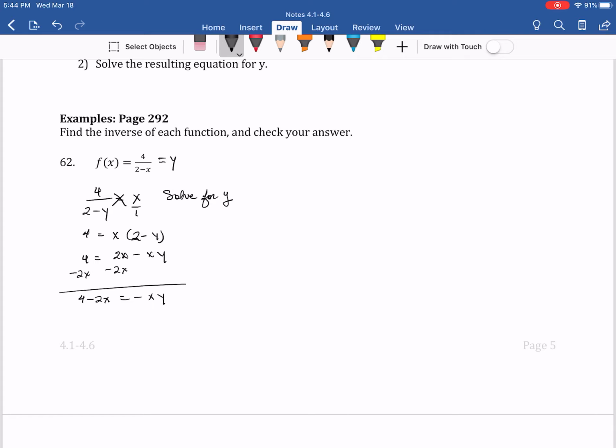Still got to get that y by itself. That means we got to divide both sides by negative x. So now we've got, let's go over to here. We've got y equals 4 minus 2x over negative x. Good enough. This is now the inverse function f.